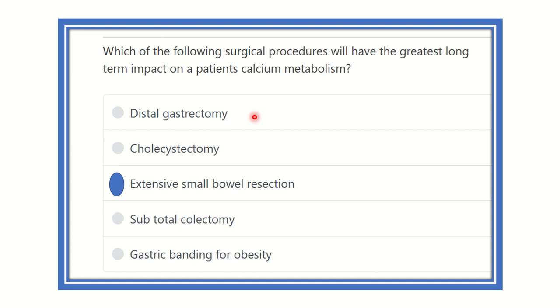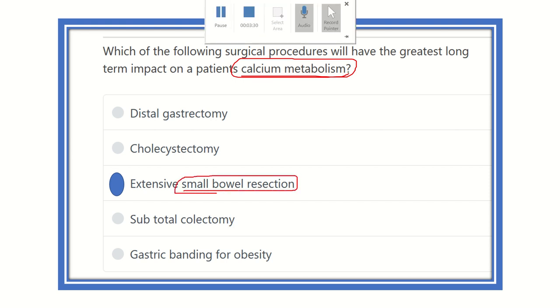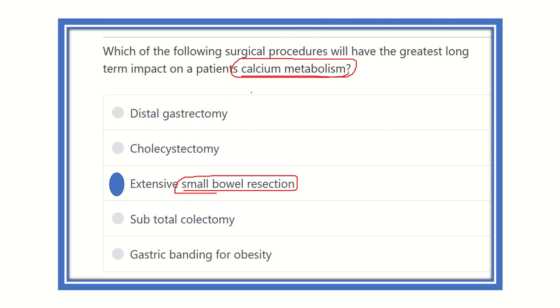So is our answer ready now? It is one of the easy questions. For calcium metabolism, the main reabsorption occurs at the level of the small intestine. So if we cut or surgically remove the small bowel, there will be an impact on calcium metabolism.